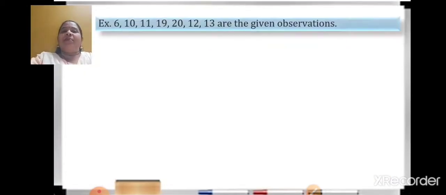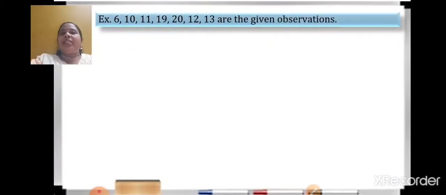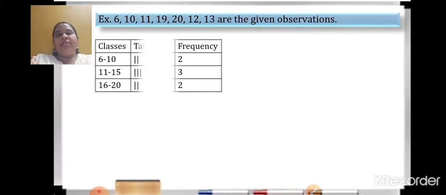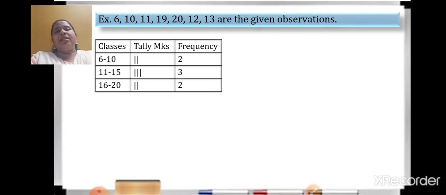Suppose I give you an example where the numbers are 6, 10, 11, 19, 20, 12 and 13. Now I want to prepare a table for this. I'll prepare 3 columns: tally marks, frequency and the classes. Let us make it first. Make the classes as non-continuous classes. Select the classes like that.